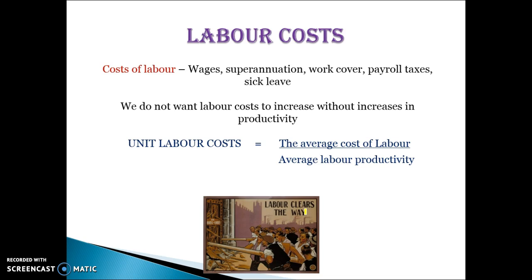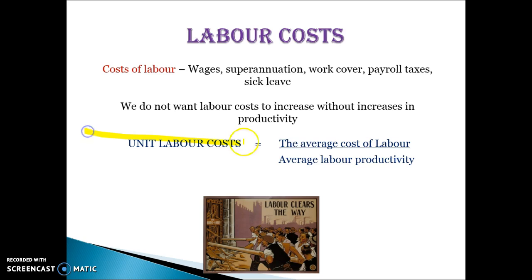So just in terms of what unit labour costs mean, basically your costs of labour are things like wages mainly or salaries, but it can also include money that firms pay for superannuation, work cover, payroll taxes, sick leave, so essentially all the costs associated with hiring people. We don't want labour costs to increase without increases in productivity. So firms are happy for their labour costs to go up, but they want productivity to grow at a faster rate, so unit labour costs go down.